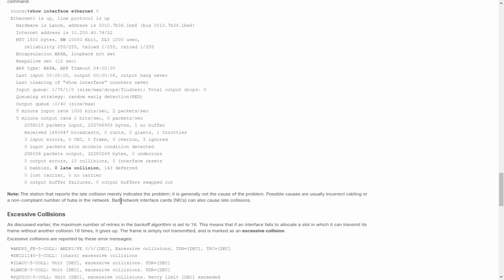And another reason is that a bad NIC can also cause the late collision. If the network interface card is bad, then that can also cause late collisions. Okay, there is one more cause which we will see in other documentation.